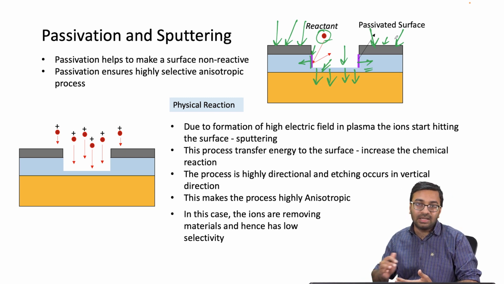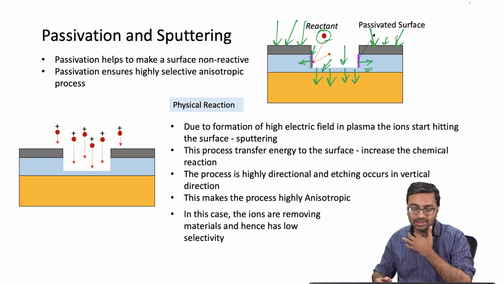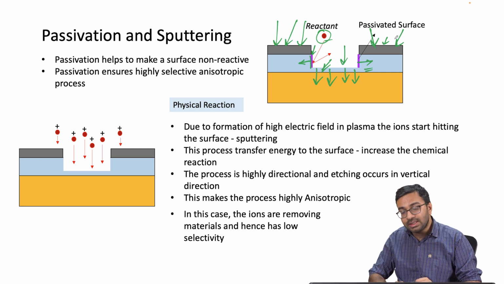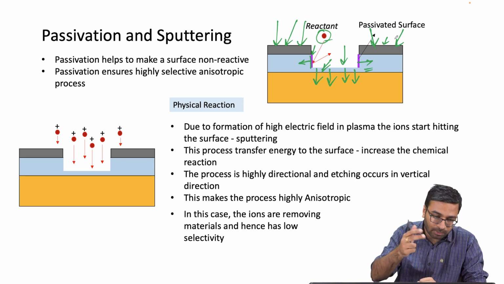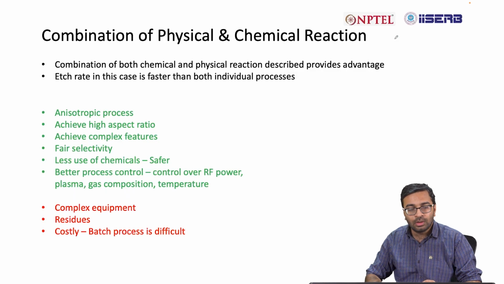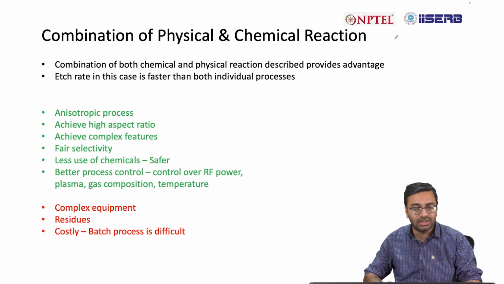However, as there is a reaction involved, that will help us to maintain the selectivity, but the process is highly anisotropic. You will find very little undercut, especially if you take help of passivation. So, a combination of both chemical and physical reaction is advantageous. In most cases, this combination is used in dry etching. The etch rate in this case is faster than both the individual processes that we have already discussed.